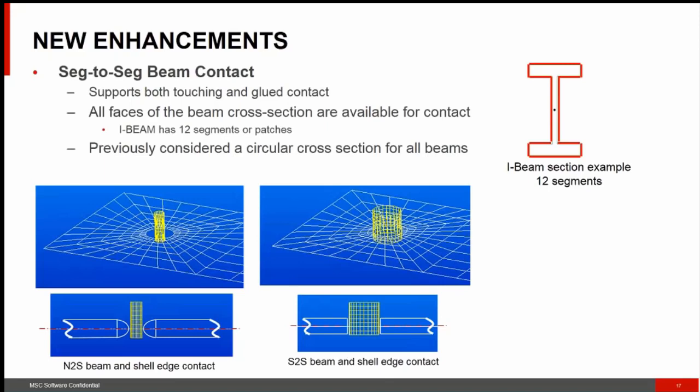For example, here on the right-hand side, you can see an I-beam. We have about 12 segments. You can see the segments on the flanges and the web. So the total will be about 12.